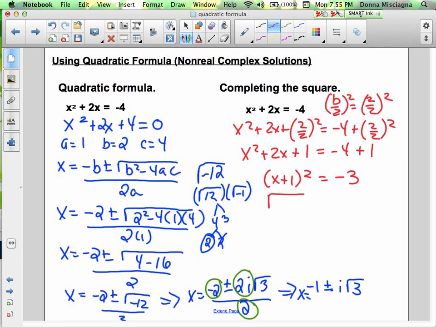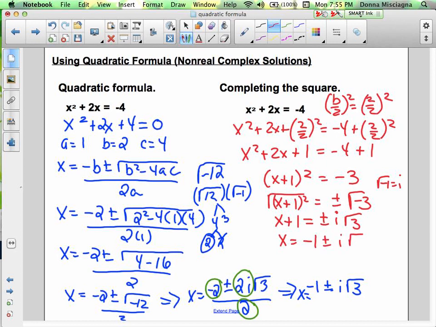Take the square root of both sides. Don't forget plus or minus. The only thing that's going to simplify there is that negative. The square root of negative 1 is i, and the 3 is going to stay in the radical. My last step is to subtract 1 from both sides. x equals negative 1 plus or minus i square root of 3.